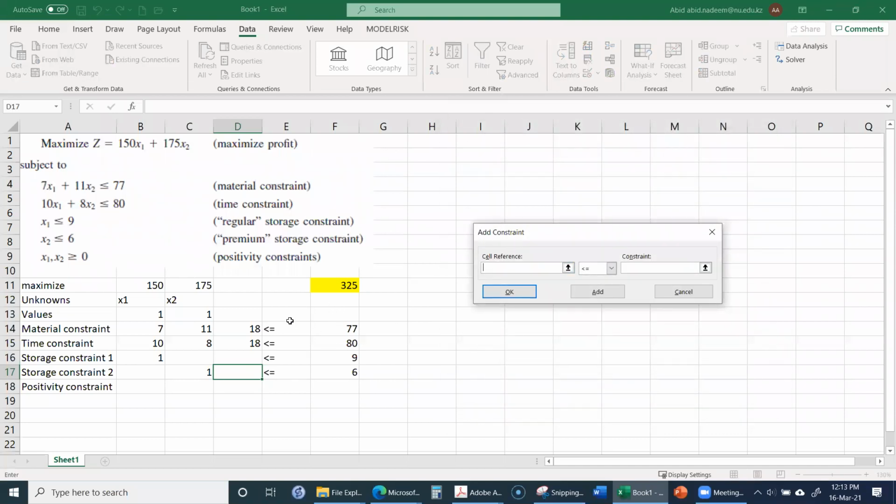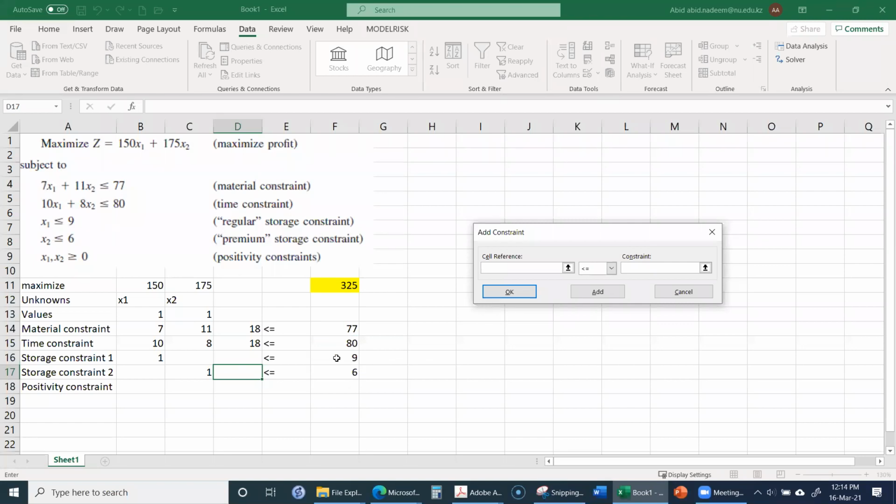So the constraint is that this value, which is 7x1 plus 11x2, should be less than or equal to this value, 77. The less-than-or-equal sign is already there by default, so we don't need to change it. And add. It has been added. Now it is asking for the second one. So the second constraint is this value, which is 10x1 plus 8x2, should be less than or equal to this constraint, 80, and add it.